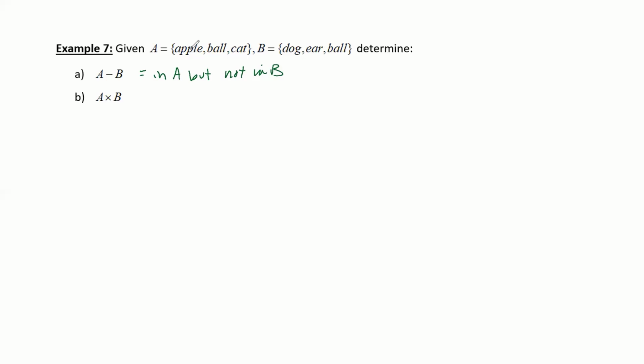So if we look at, we have apple, ball, and cat. Dog is not in there, so we don't have to worry about it. Ear is not in there, but ball is in there, so we're going to take ball out. So A minus B is just apple and cat.